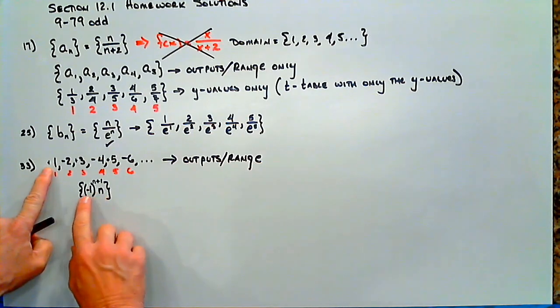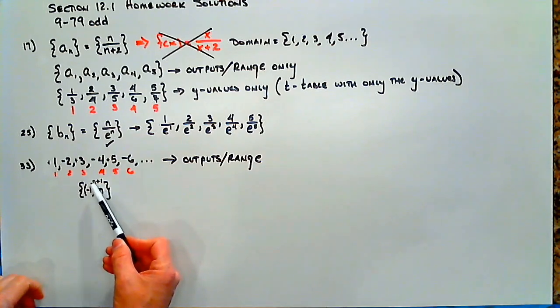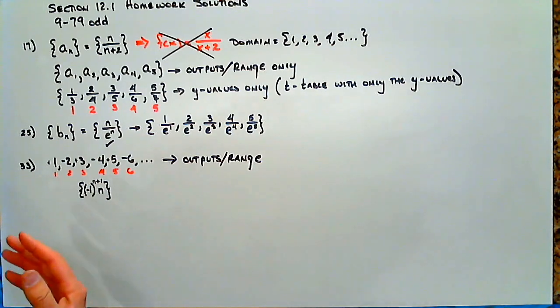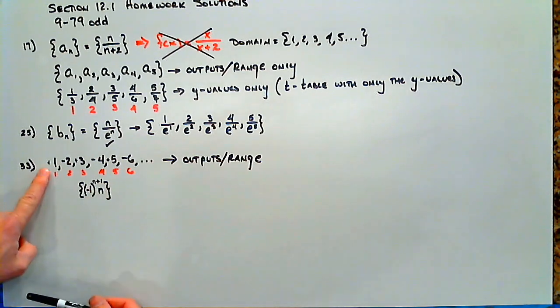I've got a -1. Now I have 1 plus 1, right? 1 plus 1. What's 1 plus 1? 1 plus 1 is 2. What's negative 1 squared? Positive 1. Positive 1. This looks pretty good.